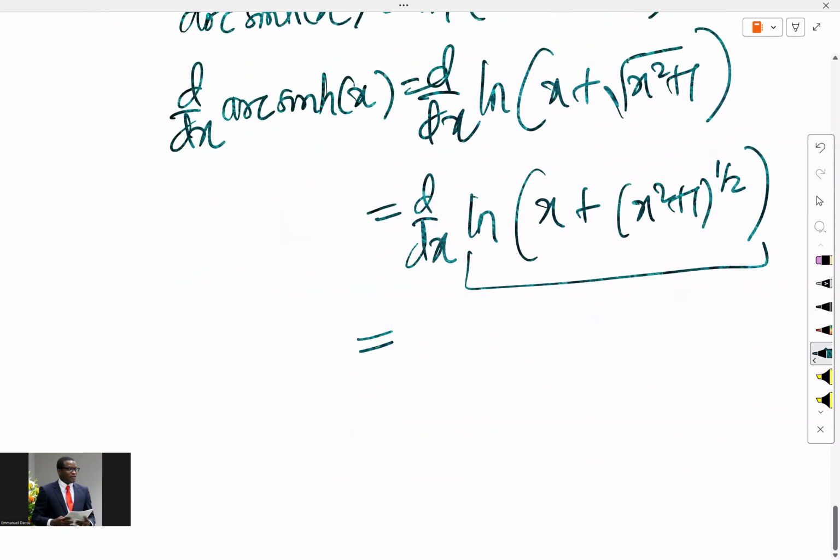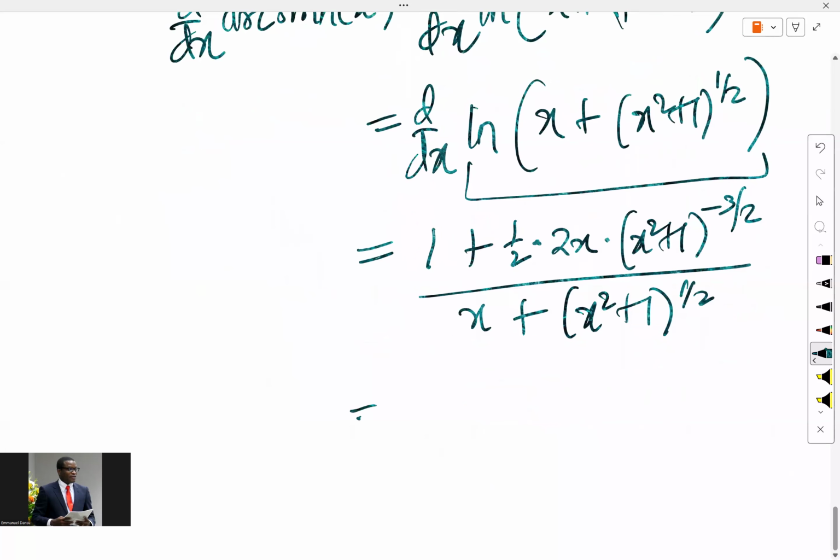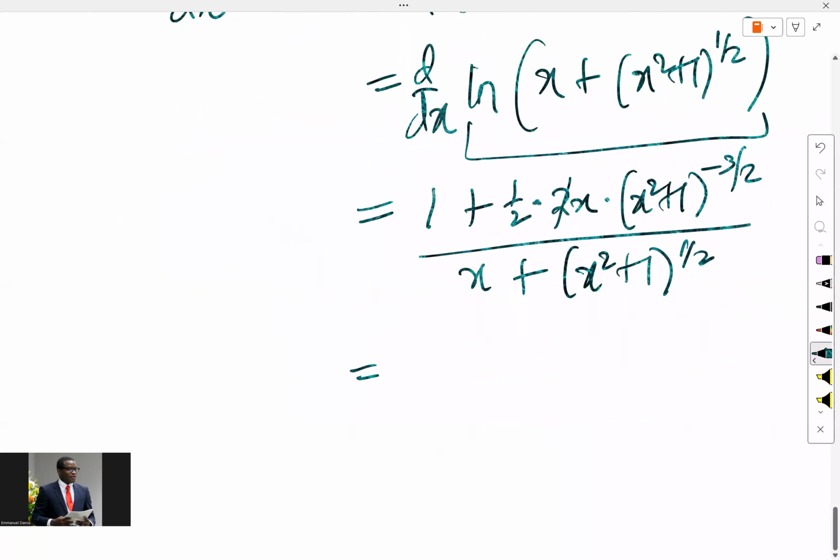So differentiate x, that's 1, plus differentiate this, that's function of a function: bring down the power half, differentiate inside, you get 2x. Then the original function raised to power reduced by 1, so that is x squared plus 1 raised to half minus 1, which is minus 3 over 2. And all of that over the original, x plus x squared plus 1 raised to half. Now, if this is confusing to you, you may want to refer to my playlist on basic calculus. All of this is well dissected there. So you can cancel this out.